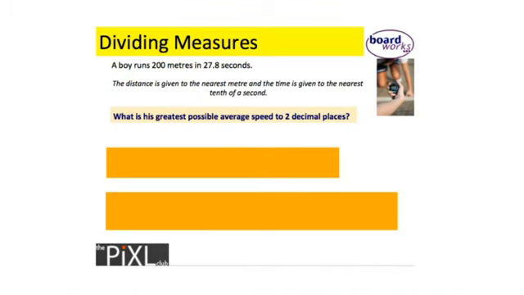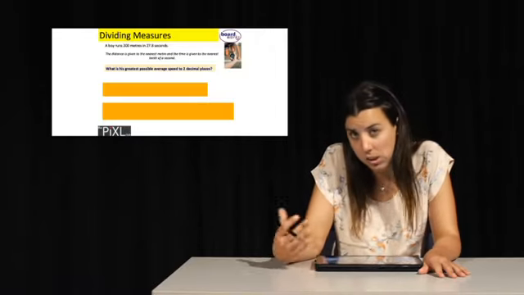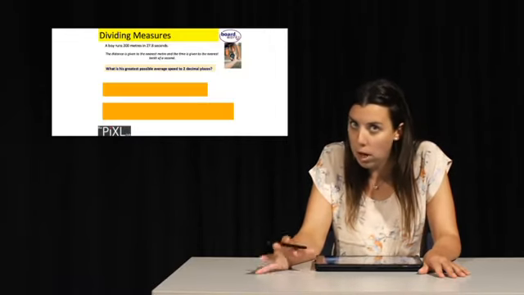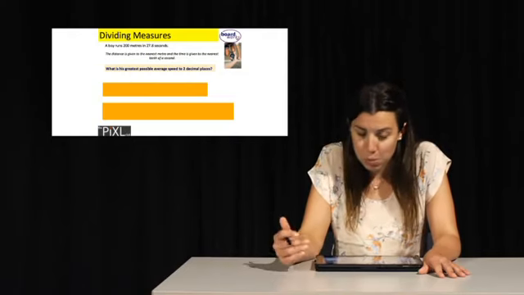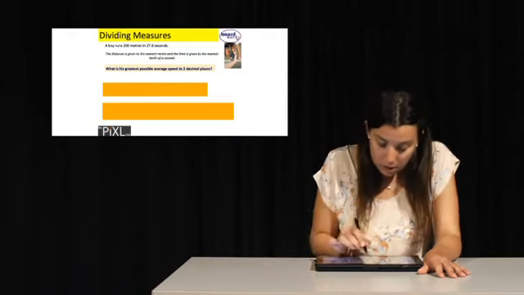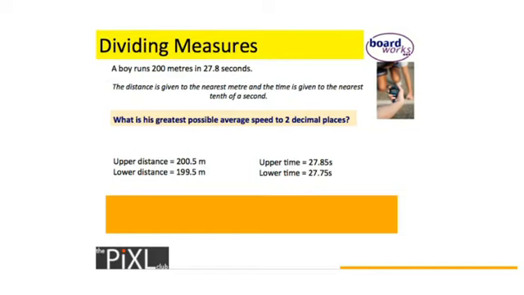The question is, what is his greatest possible average speed to 2 decimal places. Okay, so we're going to use our distance in metres and our time in seconds, upper and lower bounds. We need to choose which one to use to then calculate the speed. So first off, let's work out the upper and lower bounds for both the distance and the time. That's also a good thing to do, because if you're unsure as to which one to pick when you're doing your calculation, you're still demonstrating to the examiner that you know how to find the upper and lower bound, even if you choose the wrong one for the calculation.